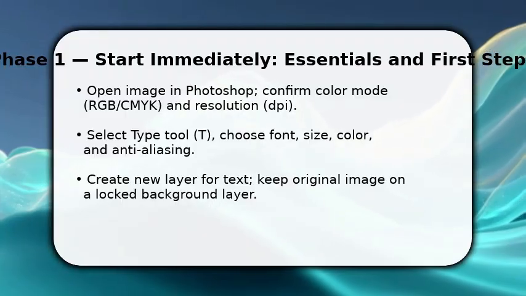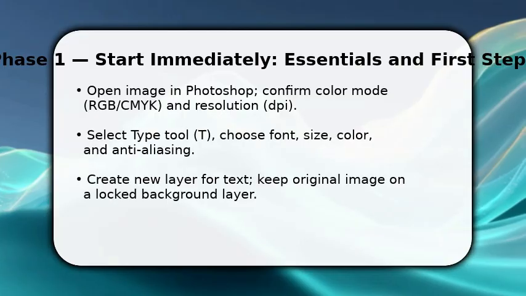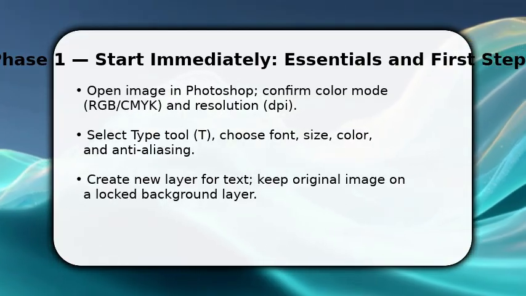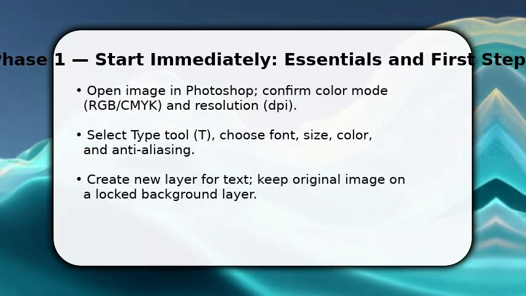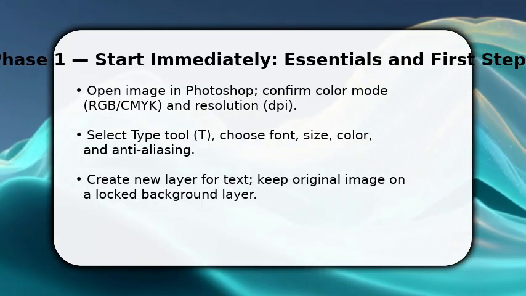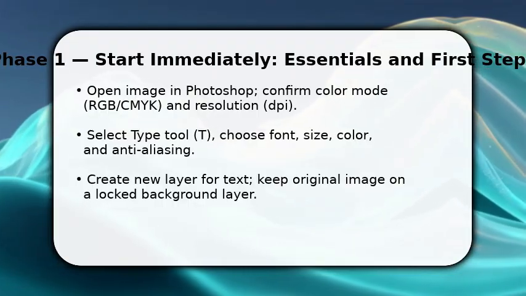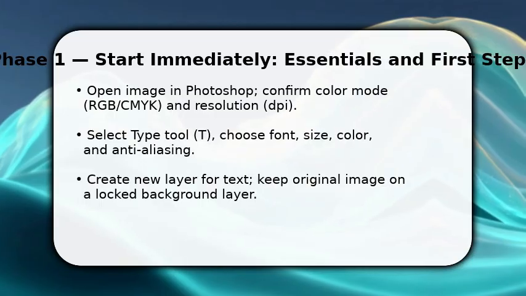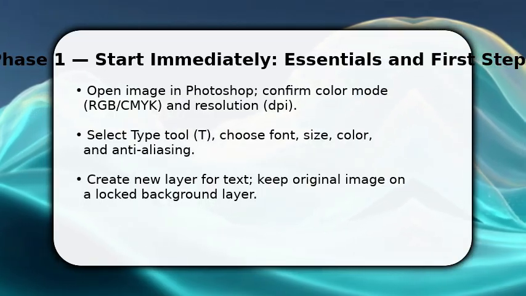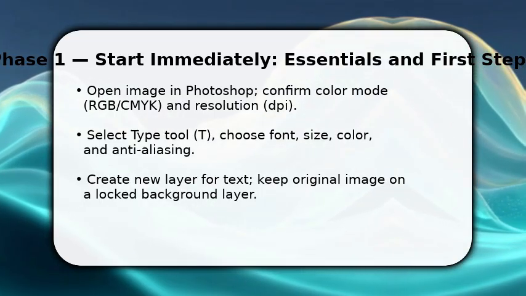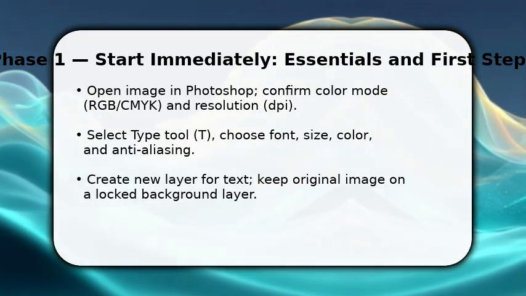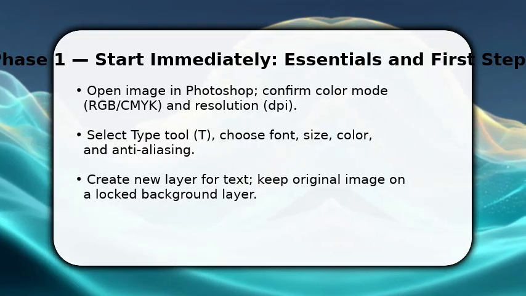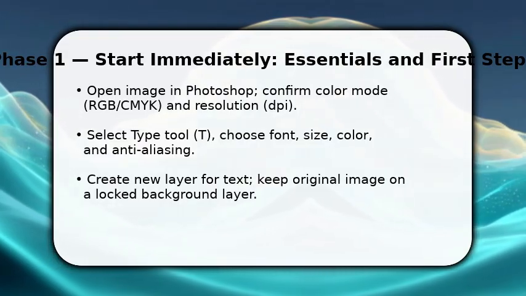You start by opening the image and placing text immediately on its own layer so edits stay non-destructive. Choose the Type tool and pick a readable font, size, and color that contrasts with the background. Once done, set the document resolution and color mode appropriate for the final use, screen or print, so your text renders sharply. Make sure the image layer is locked or duplicated and the text layer is selected. This lets you position and style without altering the base pixels.